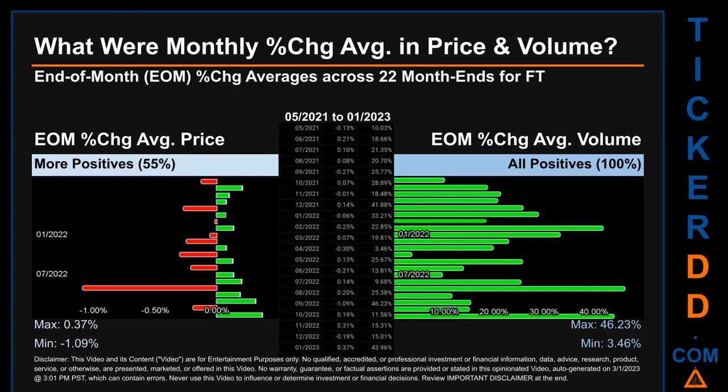Price saw an end-of-month max of 0.37% in average percentage change along with a minimum of minus 1.09%. For volume, the maximum and the minimum monthly percentage change were respectively 46.23% and 3.46%.